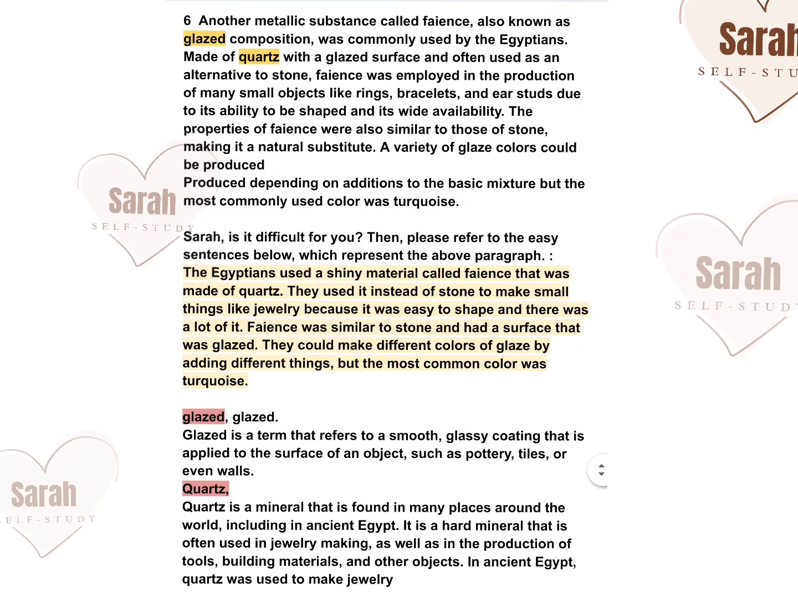A variety of glaze colors could be produced depending on additions to the basic mixture, but the most commonly used color was turquoise. Sarah, is it difficult for you?